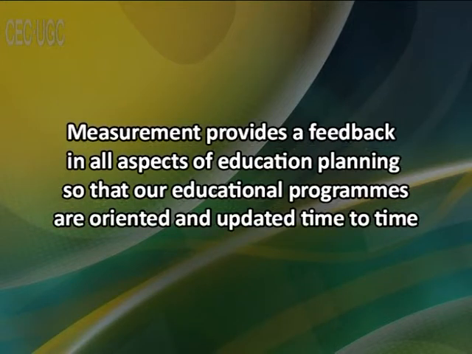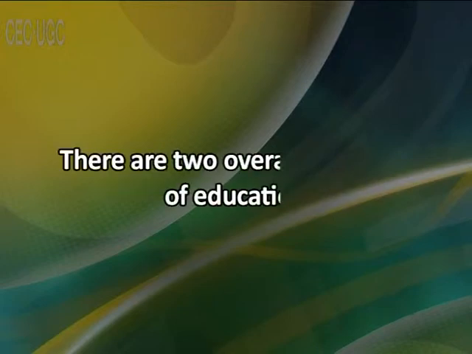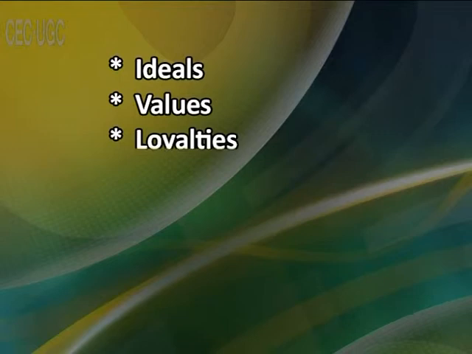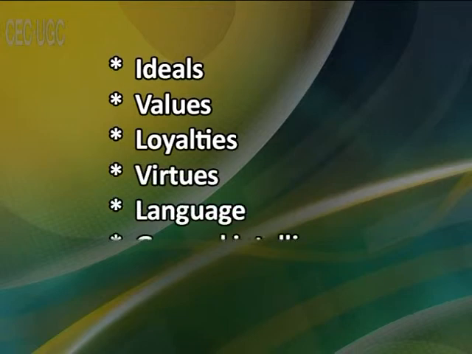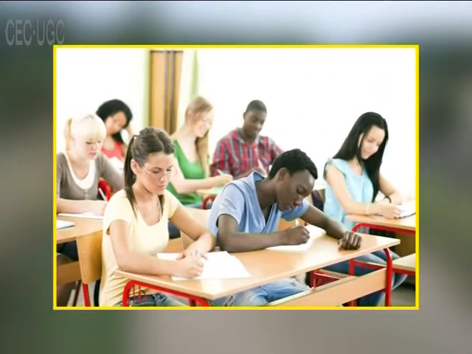Second, educational placement. There are two overall functions of education: first, the integrative, and second, the differential. Integrative education is according to individuals' aptitude and is designed to make people alike in their ideals, values, loyalties, virtues, language, general intelligence, and social adjustment. It is also referred to as general education. It gives cohesion to the social group.